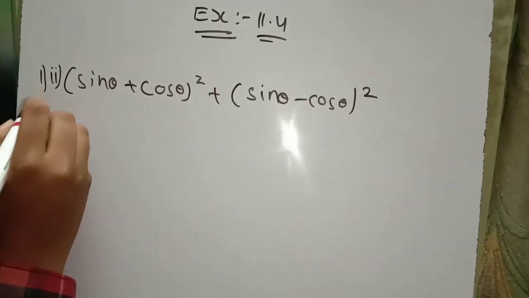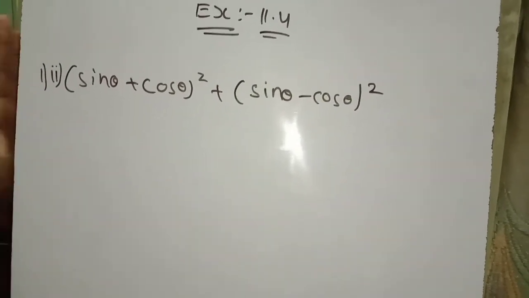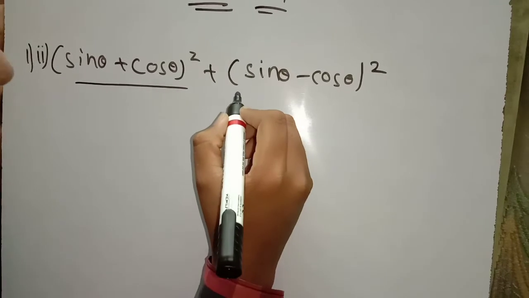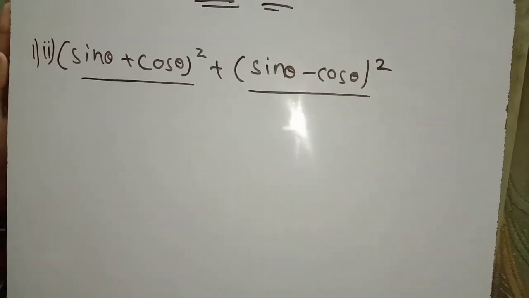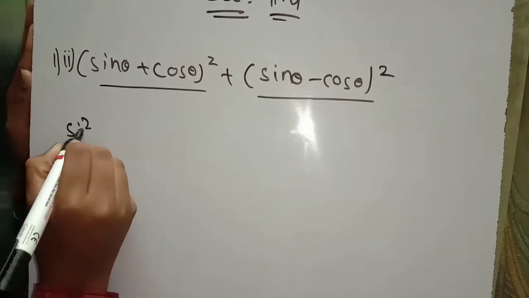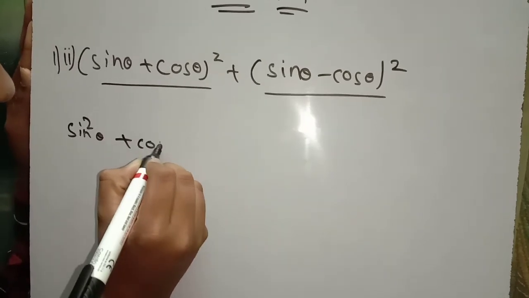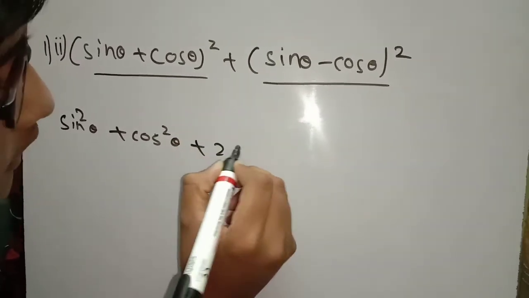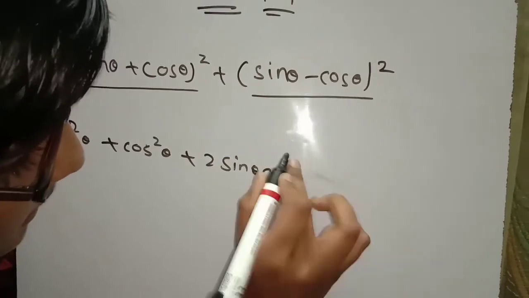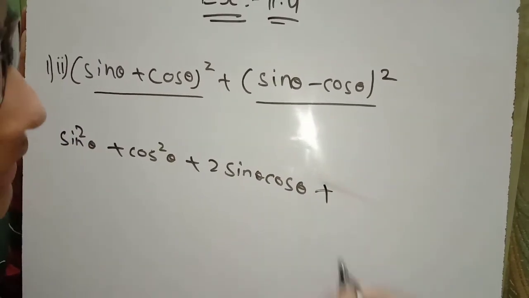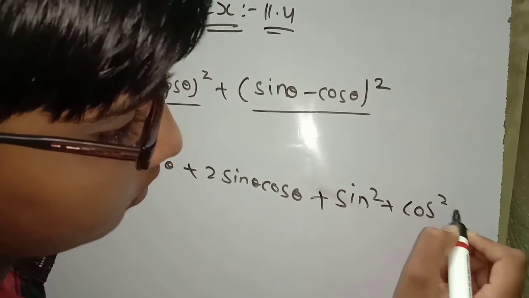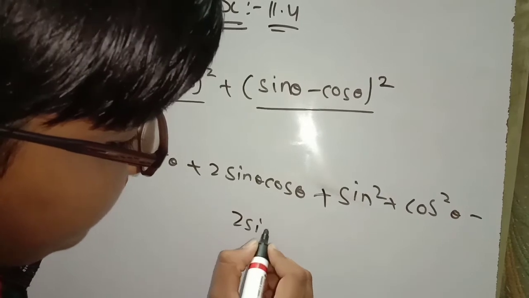So friends, here we have come up to the second sum and second bit in the first sum. So let's do it. Here they have given sin theta plus cos theta whole square plus sin theta minus cos theta whole square. According to the formula of a plus b whole square and a minus b whole square, we can do it. So it becomes sin square theta plus cos square theta plus 2 sin theta cos theta plus sin square theta plus cos square theta minus 2 sin theta cos theta.